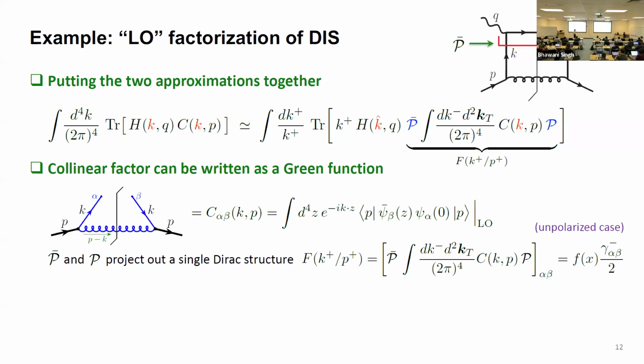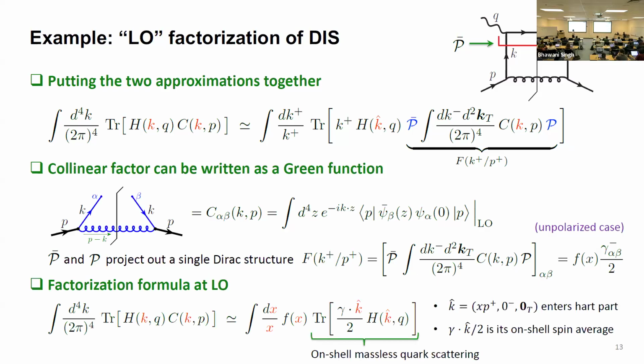So now if we apply the projectors P and P bar, this together with the momentum integrations of k minus and k perp gives us only one Dirac structure. It only projects out a structure gamma minus, and this gamma minus carries the spinor indices alpha and beta, and the coefficient is a function of x, and this we call a parton distribution function. But here it's only confined to the leading order. And from here on, we also denote k plus as x times p plus.